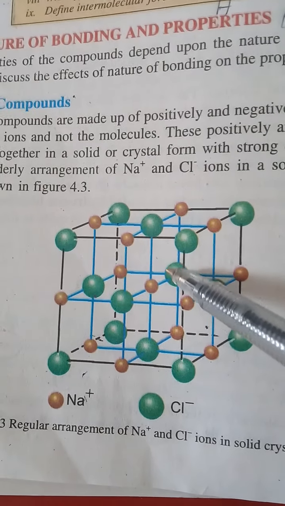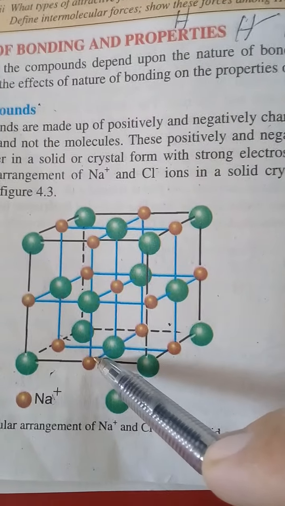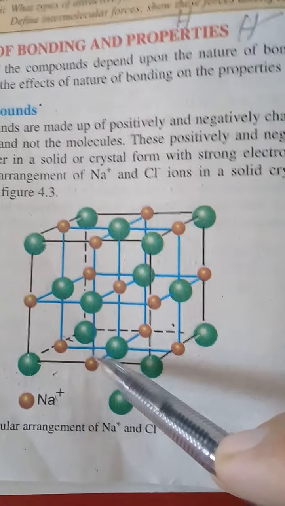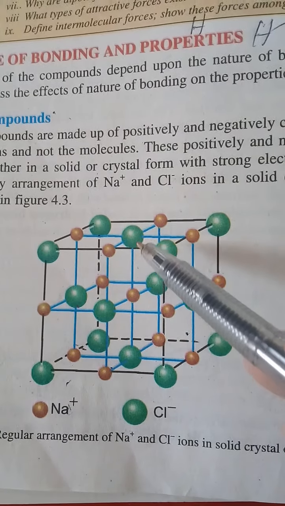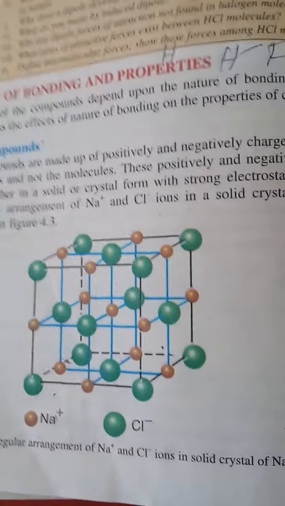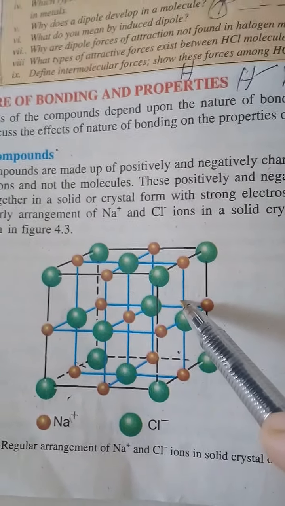You can see the chloride ions are larger in size. Sodium, being a metal and positively charged, is smaller in size because it has donated its valence shell electron to the chlorine. So this is the arrangement, which makes a specific shape, a solid crystal.